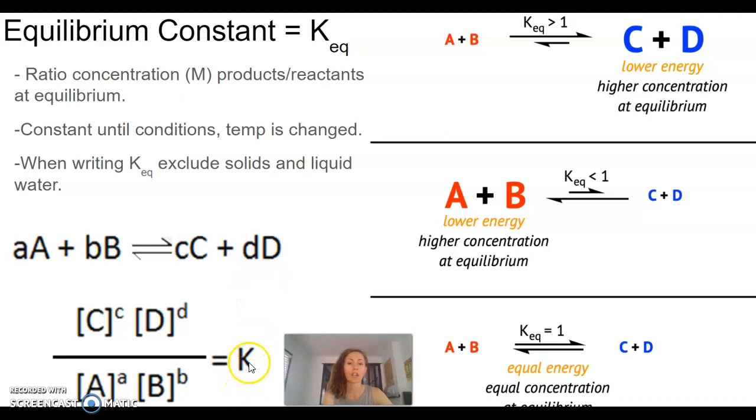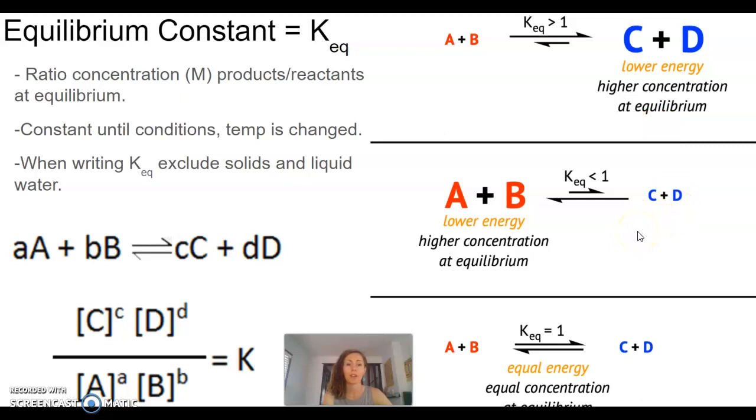When we calculate our K values, or when K values are given to you, if K is greater than 1, that means that our products are higher. Our numerator is big and our denominator is small. That's going to make K larger than 1, meaning that our products are favored. We're going to have a higher concentration of products at equilibrium.